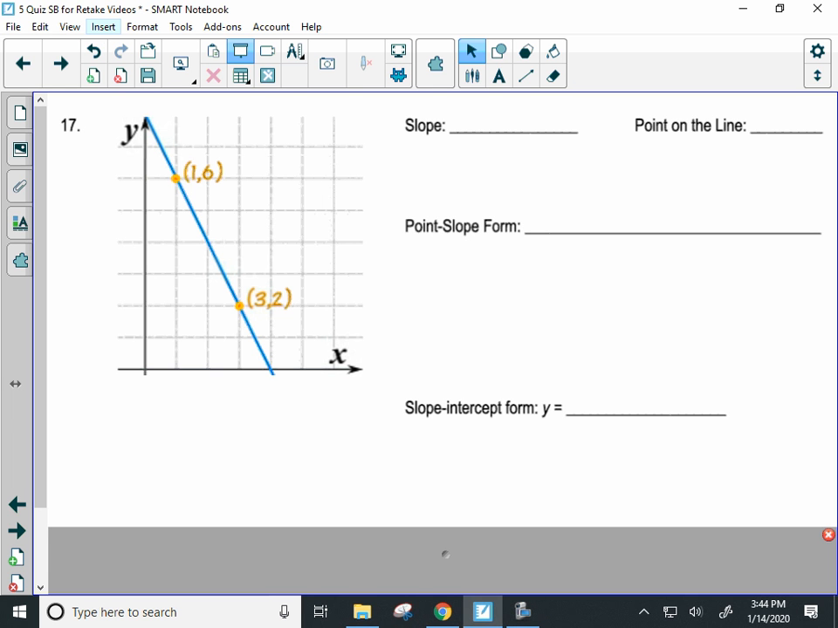Now, there's two ways to find the slope. You can use the slope formula, or you can use a point on the line. We're going to use the slope formula in 18 and 19. So I'm going to use rise over run. Now, you should be able to look at this line and know that it's going down.